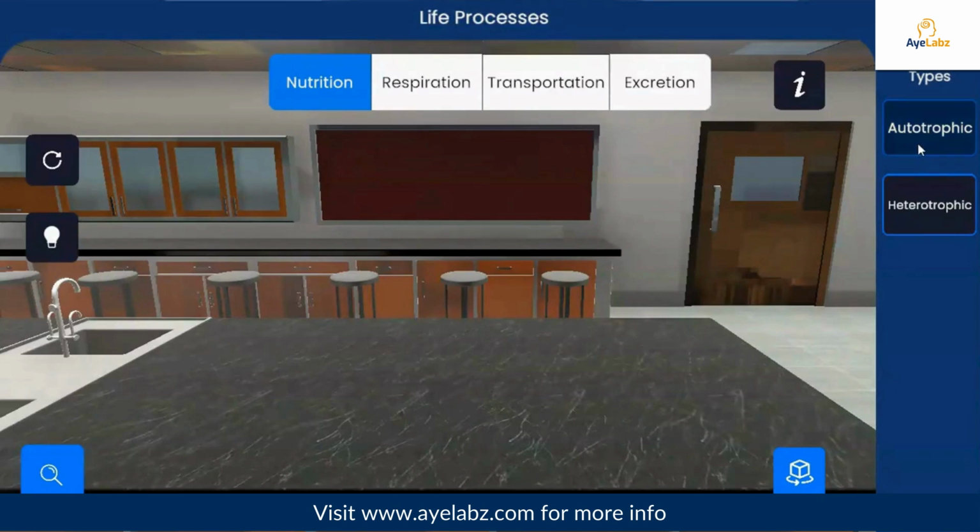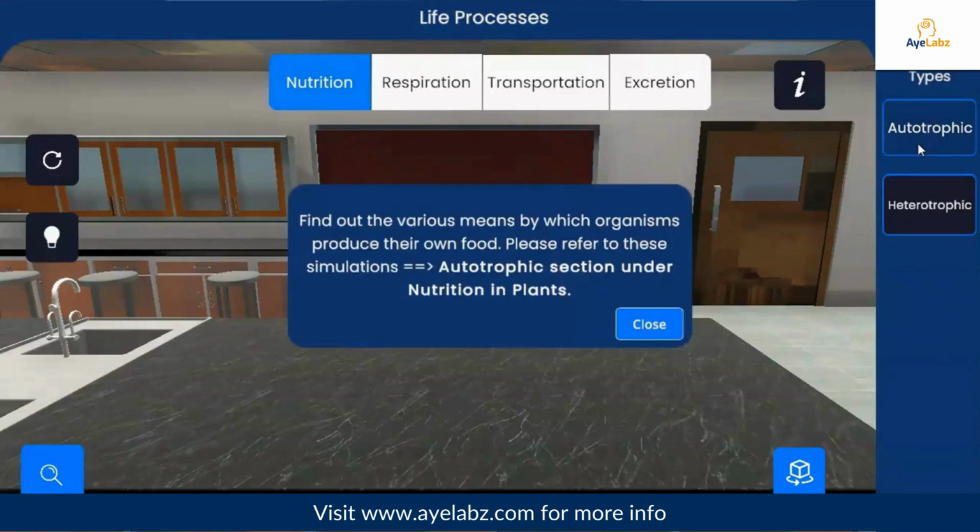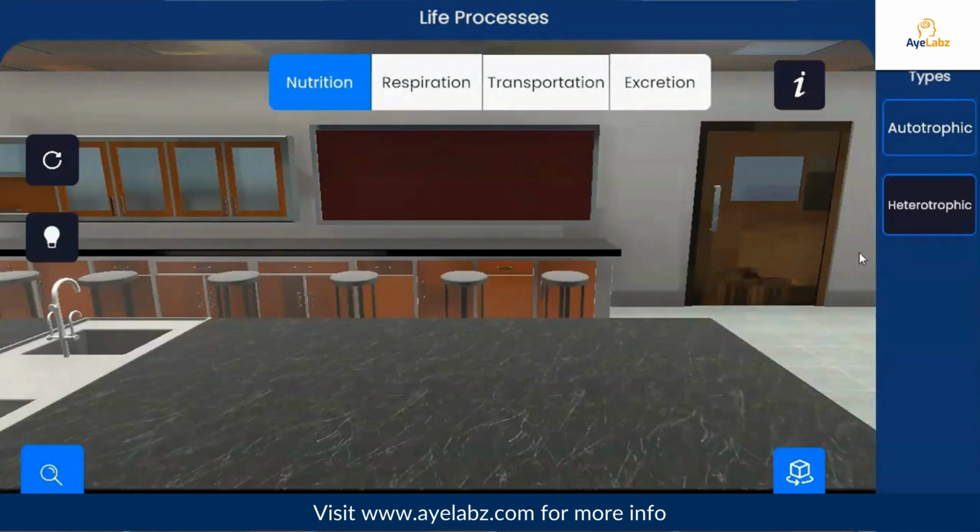Autotrophic nutrition is present in plants which produce their own food using light energy through photosynthesis. Refer to autotrophic section in the simulation Nutrition in Plants for detailed information on this topic. Click on heterotrophic nutrition to view how amoeba derives its nutrition.